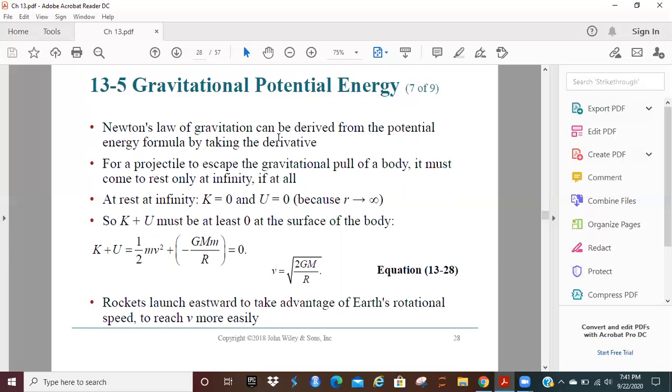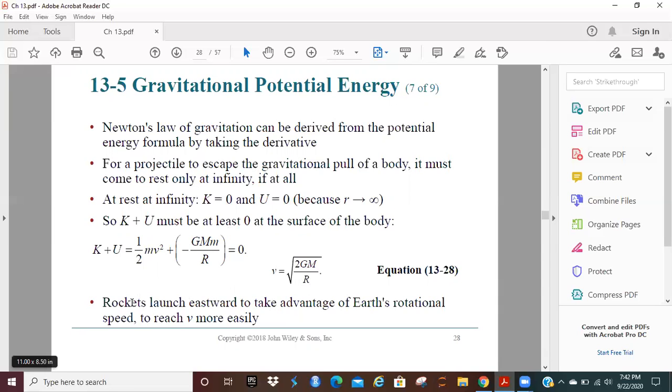So at rest at infinity, it has no kinetic energy and it has no potential energy, because r is, for all intents and purposes, infinity. So the sum of the two must be at least 0 at the surface of the body. You put the two together, and 1/2 mv squared plus this is equal to 0. If you solve that, you find that the velocity is going to be equal to the square root of 2GM divided by r. If you've ever heard of escape velocity, this is what we're talking about.